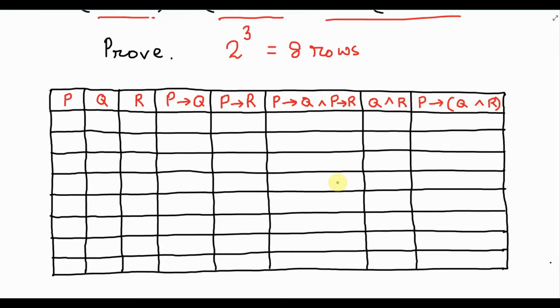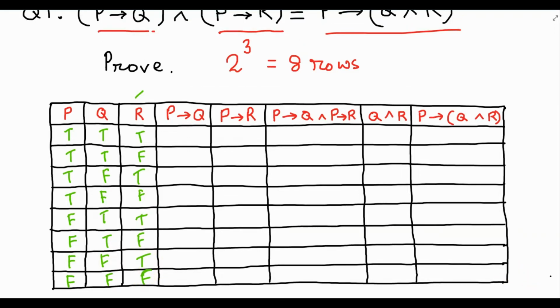Now we start entering truth values for each column, starting with P. The first 4 rows are true and the last 4 entries are false. For column Q, the first 2 entries are true and then 2 false, and so on. Enter all values. The truth values for column R alternate between true and false, starting with true at the top.